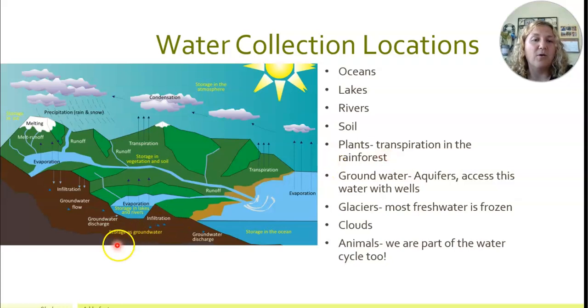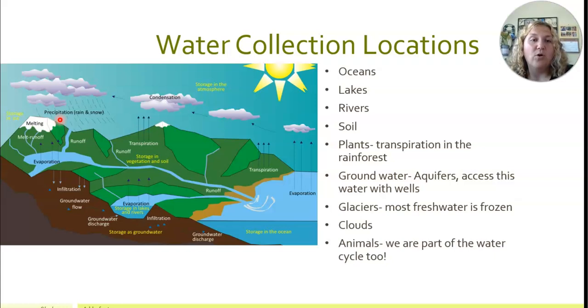We also have water stored underground as groundwater. Sometimes these are called aquifers if they're big enough, and we like to access these waters by drilling down and using wells to get fresh water for ourselves. I talked a little bit about glaciers and water being stored frozen as ice. Most of our fresh water is frozen, and it's at either the South Pole or the North Pole.